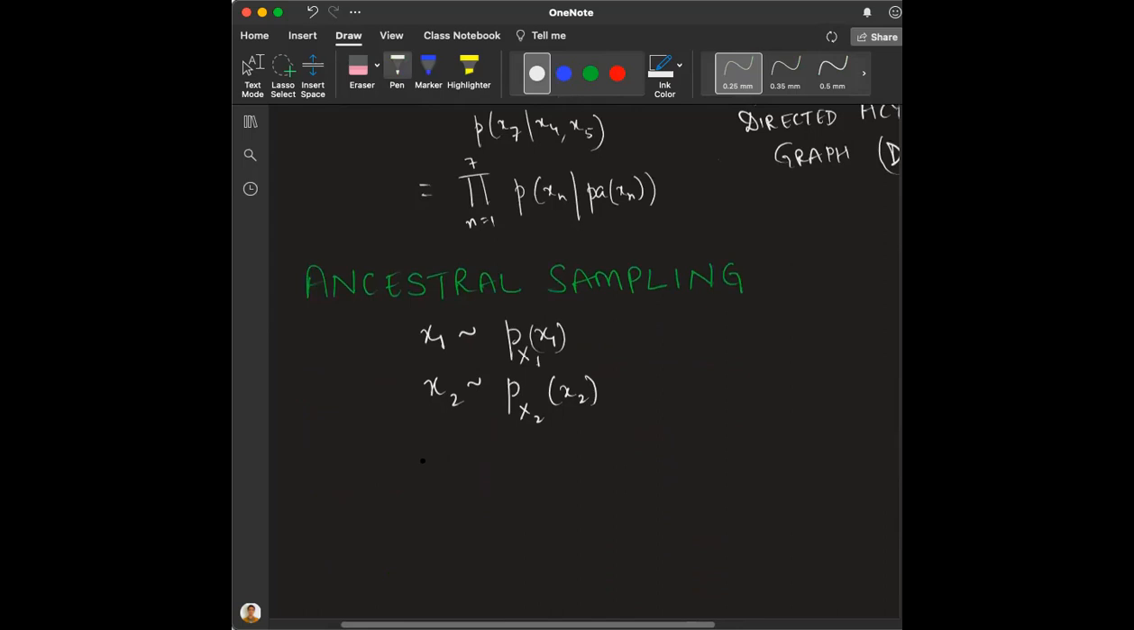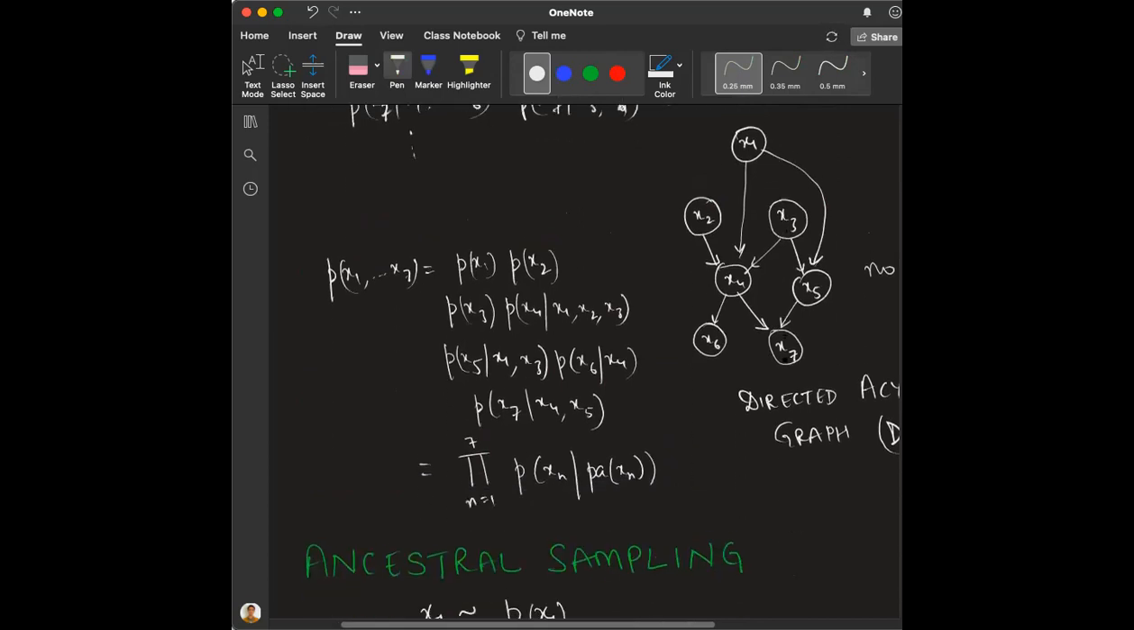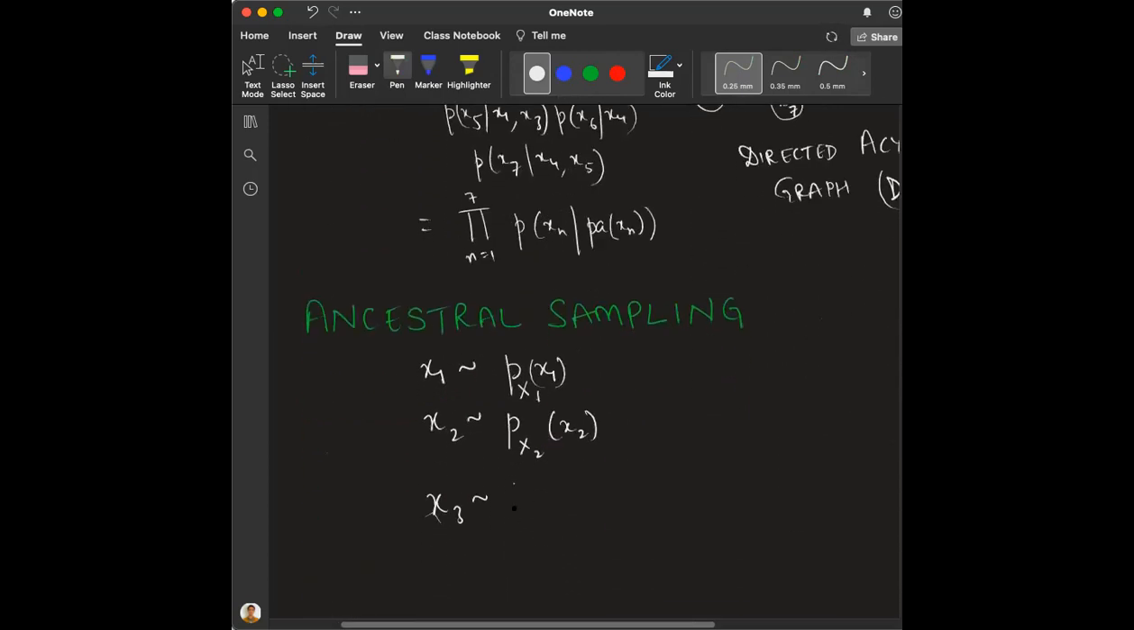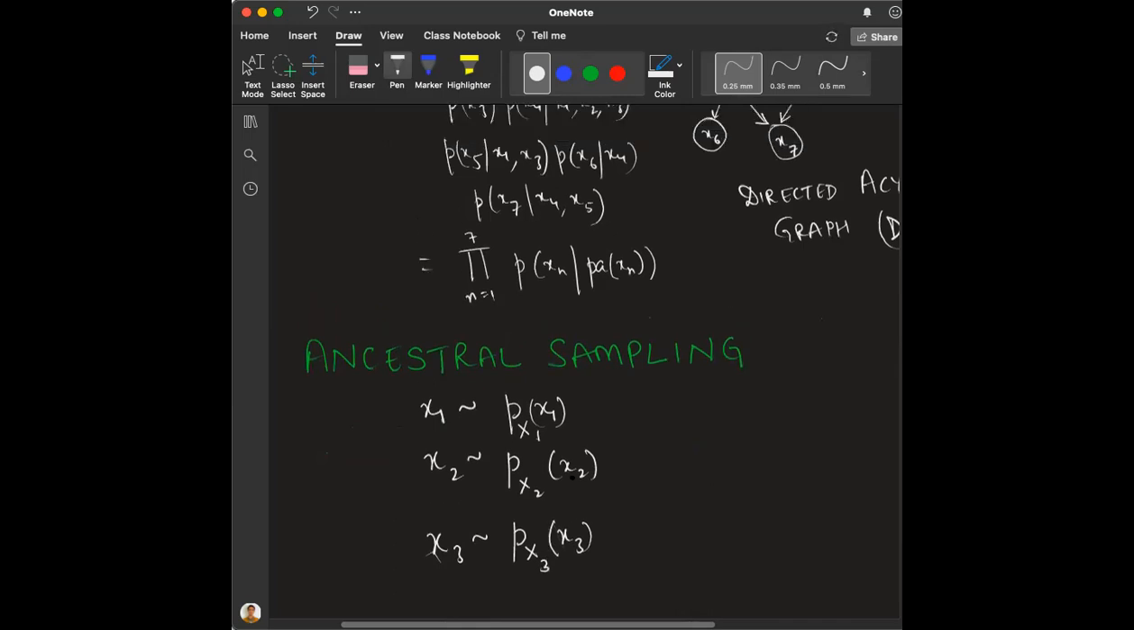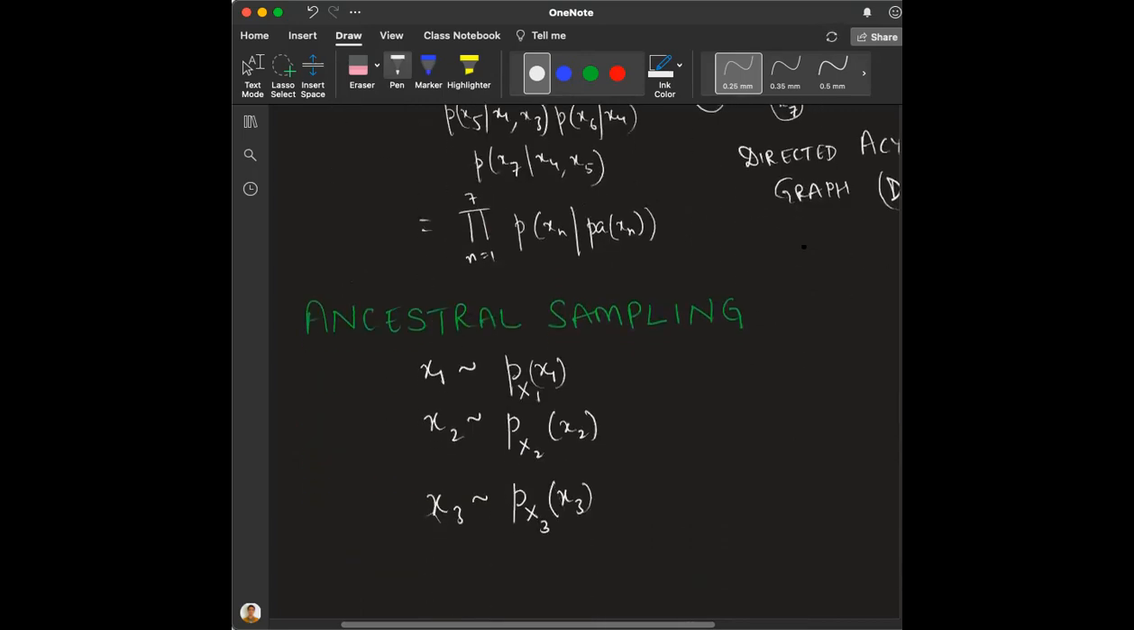And then I sample x3. How do I sample x3? X3 is also an independent random variable. So, okay, I can sample it. Basically, I know the distribution. Then I have to sample x4. Now, x4 depends on x1, x2, and x3.